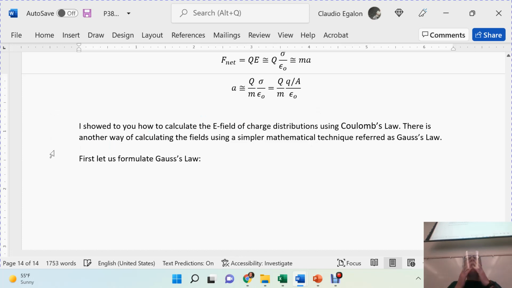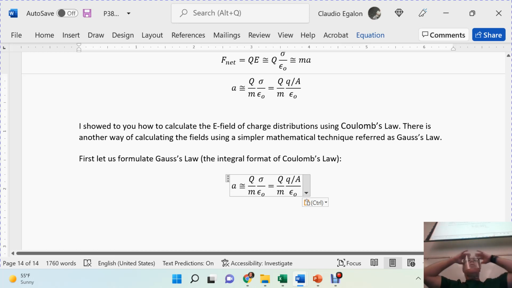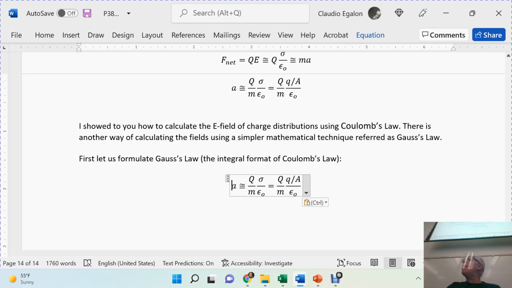Gauss's law is nothing more, nothing less than the integral format of Coulomb's law. Okay, and how does it look? I'm going to give you the integral format, and that's how we are going to start. That's how we introduce the laws of electricity and magnetism in this course, in the integral format.